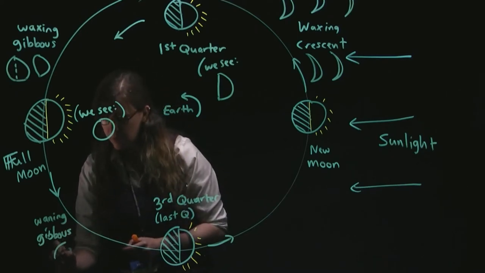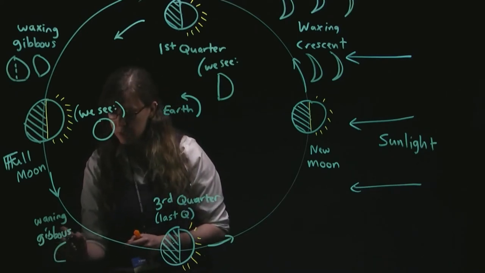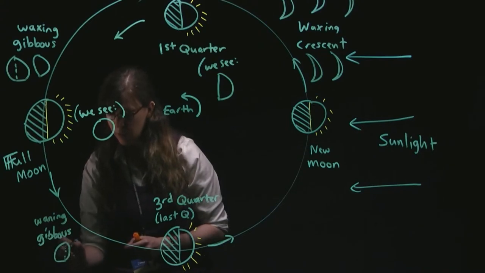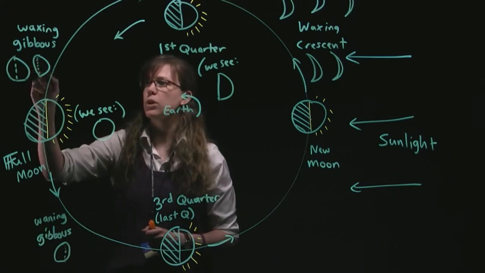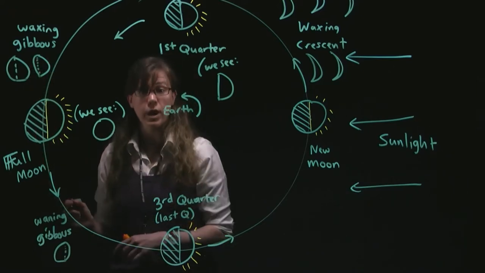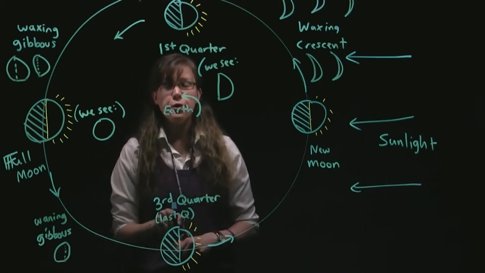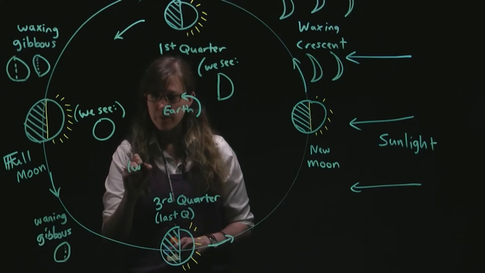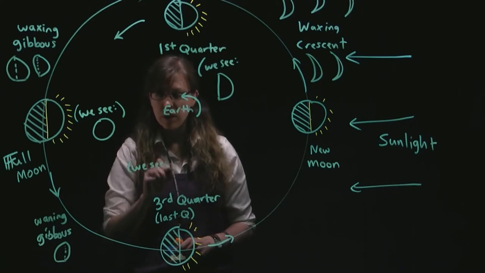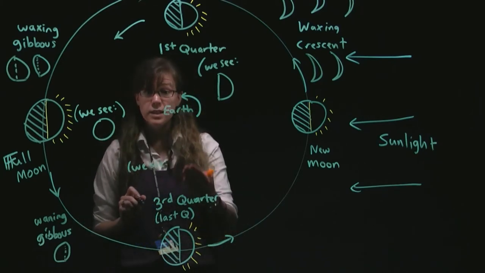And so we would have this sort of big on one side and less so on the other. That would be our waning gibbous shape. It's the same general shape as what it was up here, but now it's flipped around. For third quarter moon, what we would see depends on what's facing the Earth.